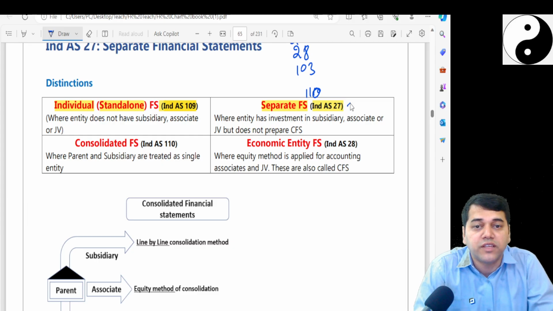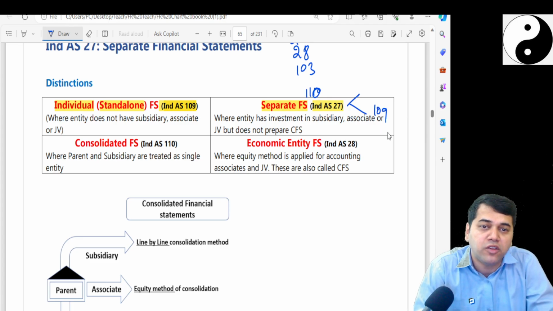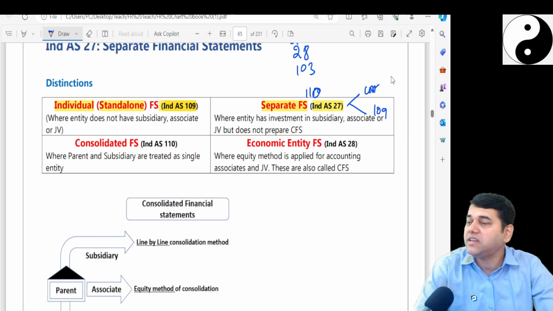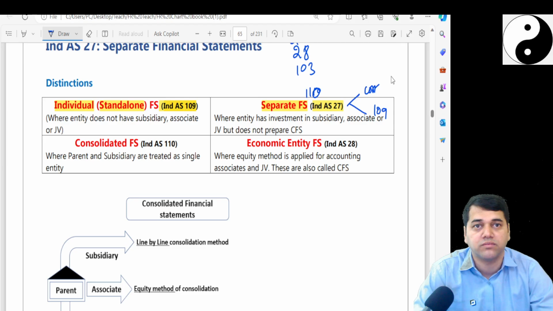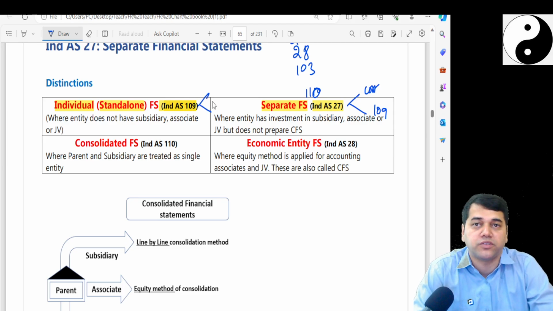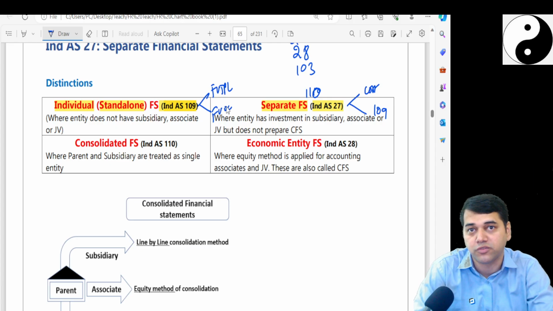Now what does Ind AS 27 say? Ind AS 27 gives you two options. You account for this particular investment as per 109 or at cost. Otherwise 109 will never say account at cost. For an equity investment, 109 will give you only two options: FVTPL, which is the default, or FVOCI. It will never say record at cost. Amortization is not applicable for equity instruments.